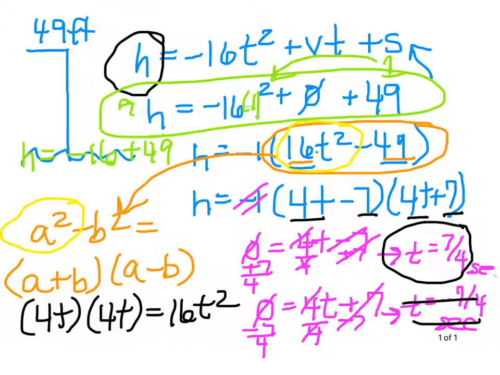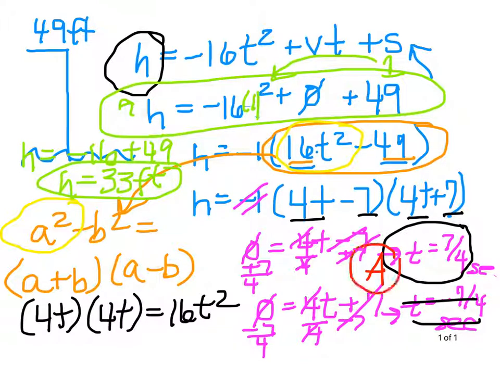We calculate that: negative 16 plus 49 gives us 33. So h, your height after 1 second, is 33 feet. Okay? So that is your two answers. This is for B. So I'm marking them. The answer to A is 7/4 seconds, and the answer to B is your height is 33 feet.